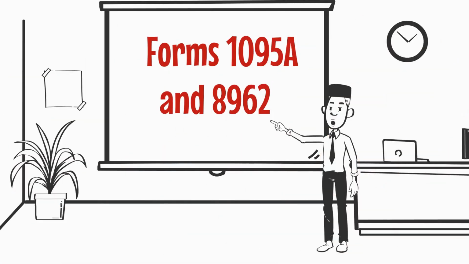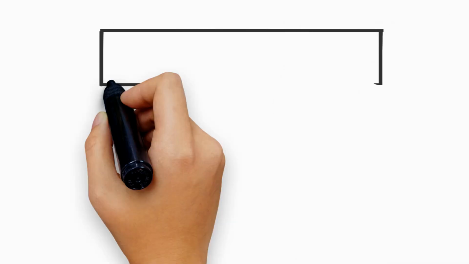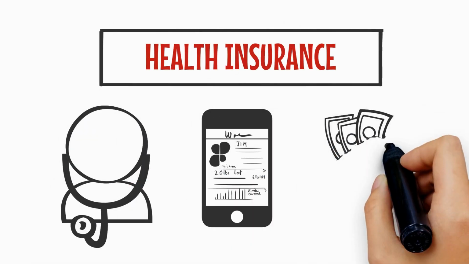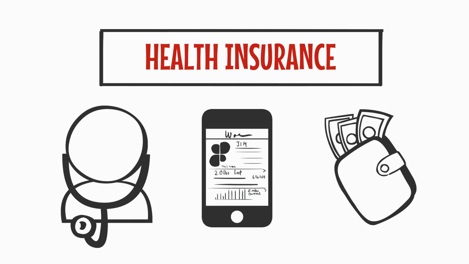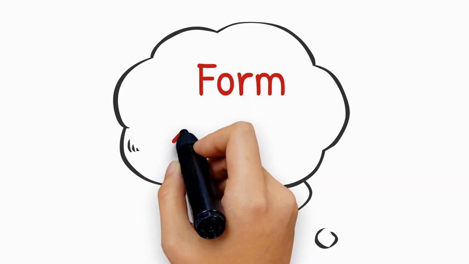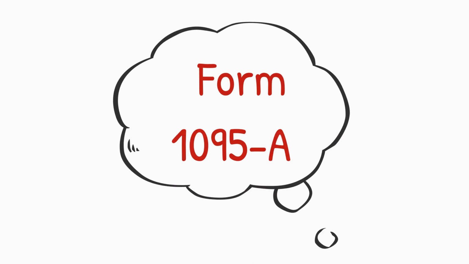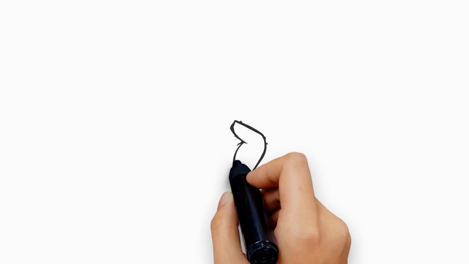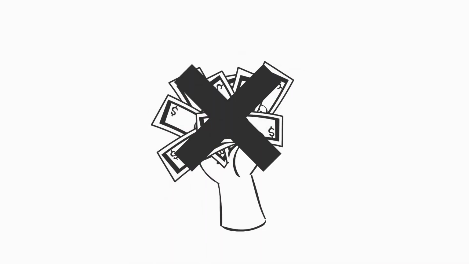8. Forms 1095-A and 8962, health insurance marketplace. If you bought insurance through the government marketplace and received premium tax credits, you'll get Form 1095-A. To reconcile those credits, you file Form 8962. Miss this step, and your refund could be delayed or denied.